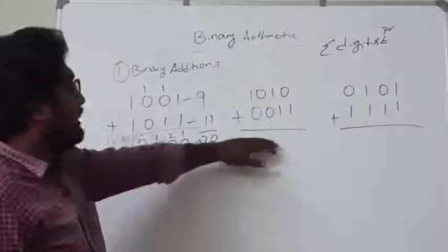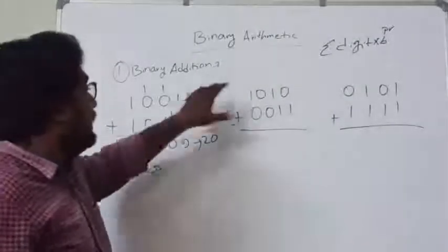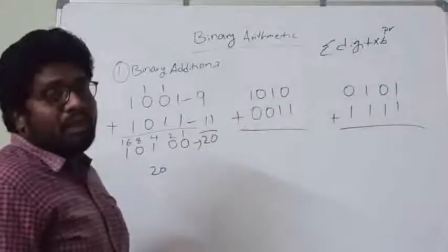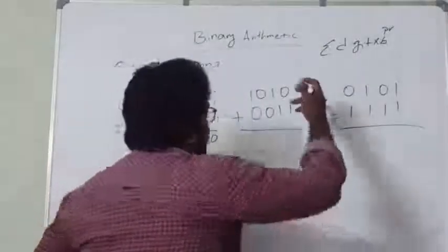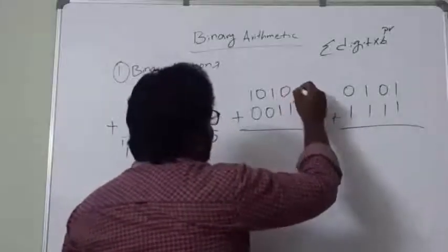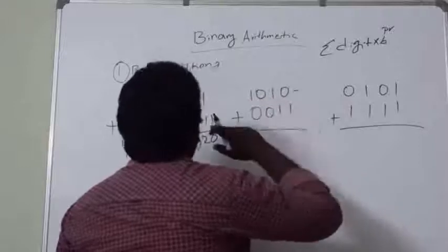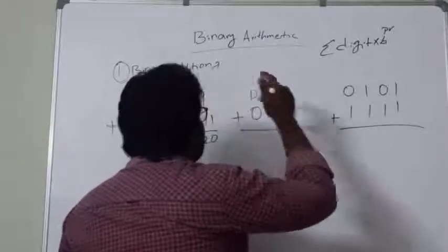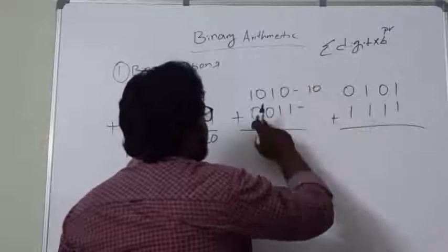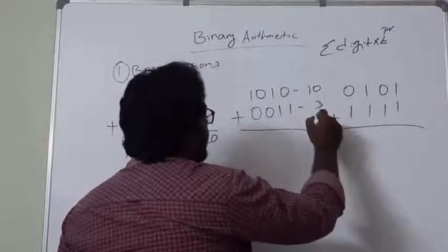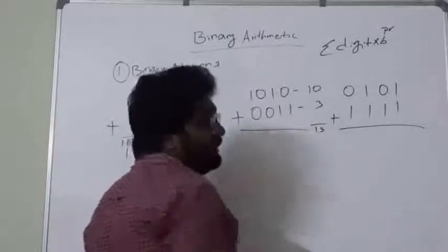So now let us see another two examples, and we will end up with this binary addition, right? So see here, the decimal equivalent for this 1010 is 10, and 0011 is 3. So the result must be 13.